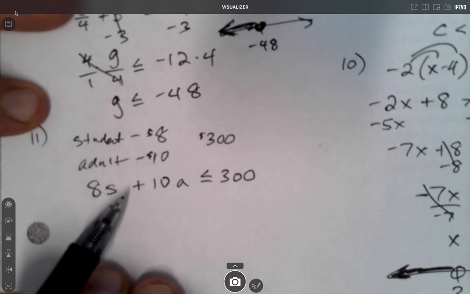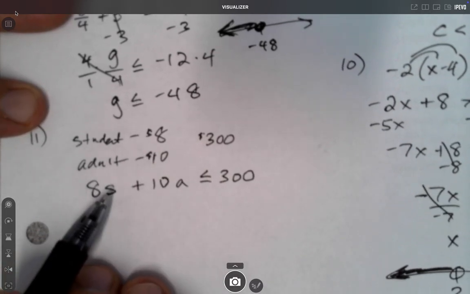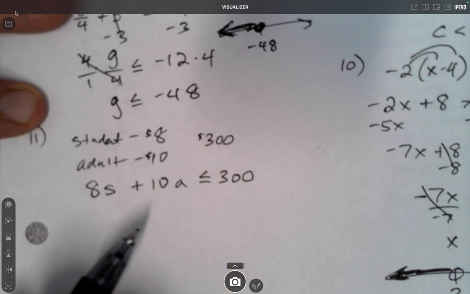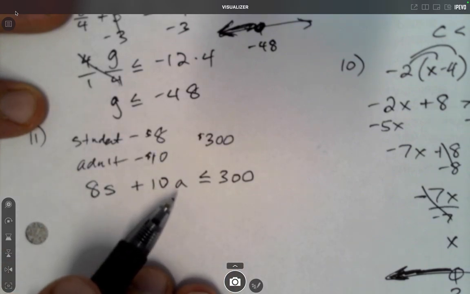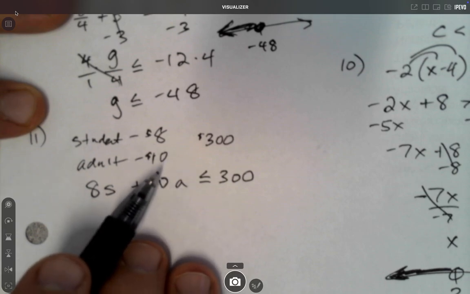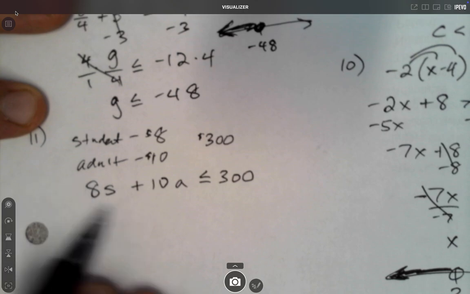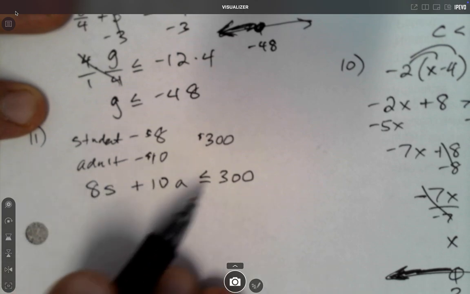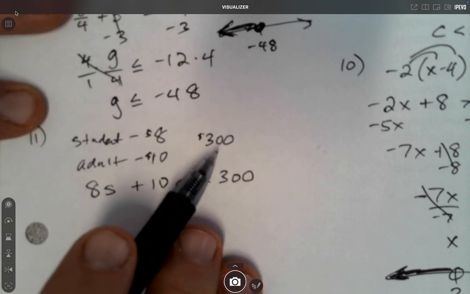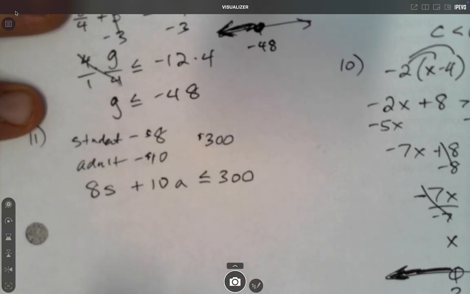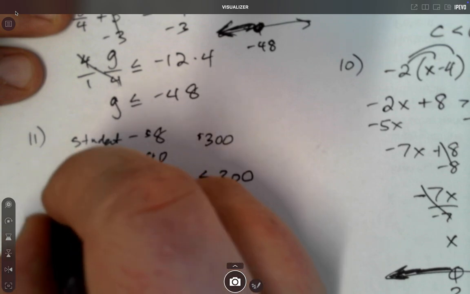So again, they didn't tell us how many students were going, but however many go, we'll have to multiply by 8 to figure out their cost. They don't tell us how many adults are going, but however many they have, each of them will cost $10. So that's why I did this, to figure out the cost of the tickets for the whole group. Then their budget says they can spend up to $300, so they can spend less than that or exactly that, but not more than that. So that's part A of number 11.